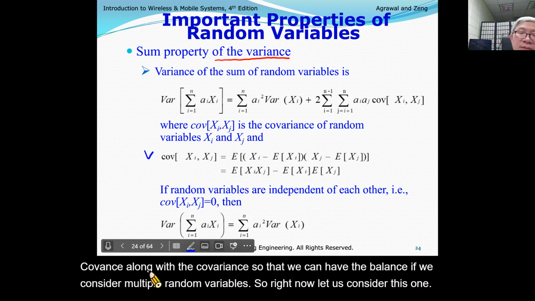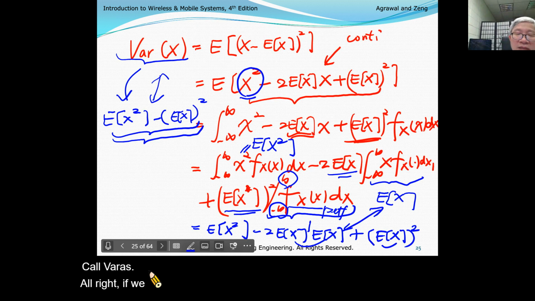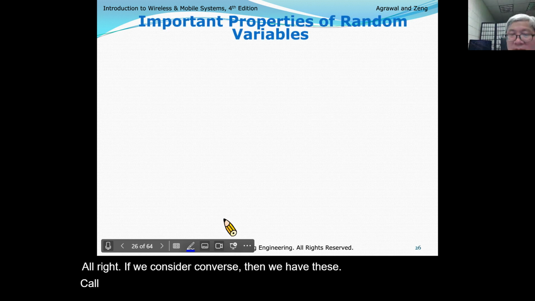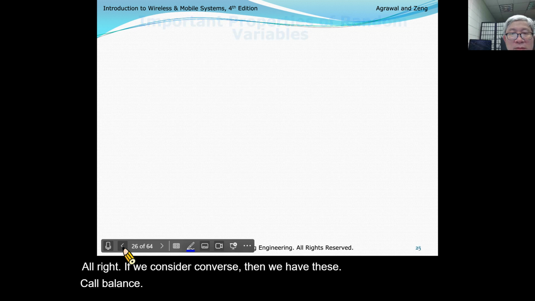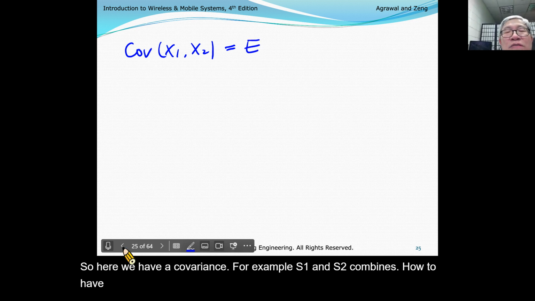Covariance. All right, if we consider covariance, then we have these. Covariance. So here we have a covariance, for example, x1 and x2. Covariance, how to have a covariance definition, follow this.